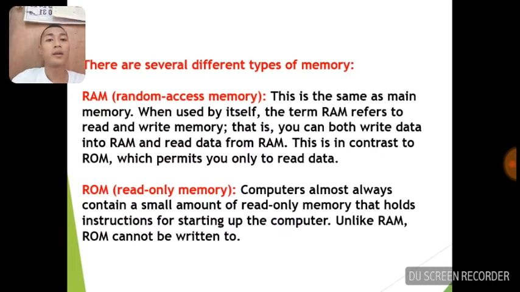There are several different types of memory. The RAM, random access memory. This is the same as main memory. When used by itself, the term RAM refers to read and write memory. You can both write data into RAM and read data from RAM. It is in contrast to ROM, which permits you only to read data.